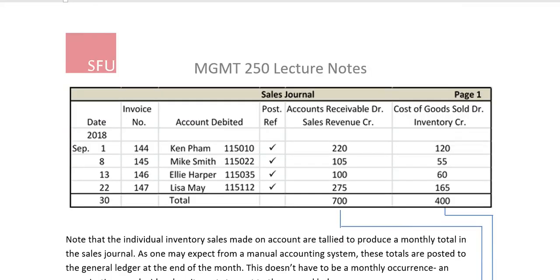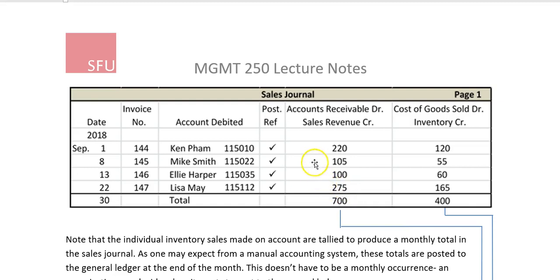So here it is. Note the date. It's for the month of September. And we have invoice numbers, which are designed to keep track of the sales on account. And then we have customer accounts. We have the name of the customer, and we also have the customer's account number. The post ref column is checked off when this information is posted elsewhere. So in this case, it will be posted as an AR balance in the AR subsidiary ledger. We're going to see that.